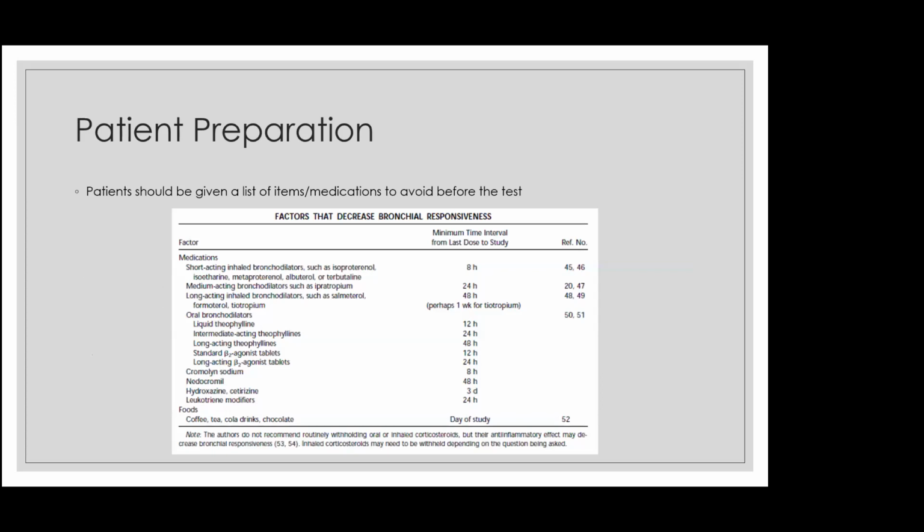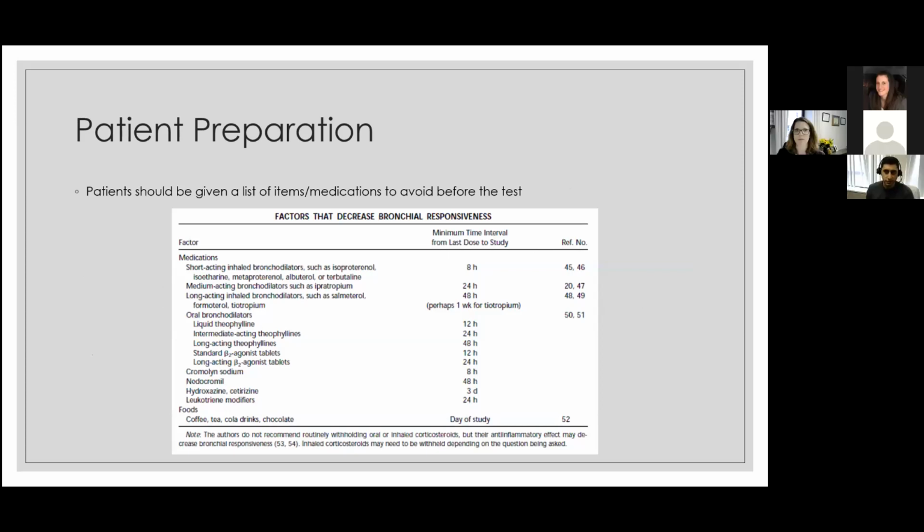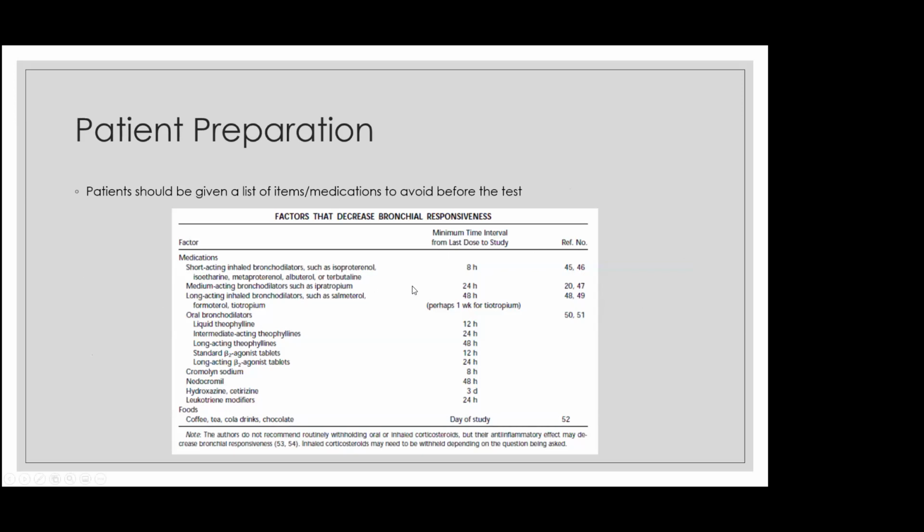Patient preparation. So patients should be given a list of items and medications to avoid before the test. This is just a generic list of medications that should be discussed with the patient to see if they're taking. It's from the European Respiratory Society. Things like short-acting bronchodilators, long-acting bronchodilators, they should be stopped within a certain time frame and the minimum time interval from the last dose of the study is provided for each medication.